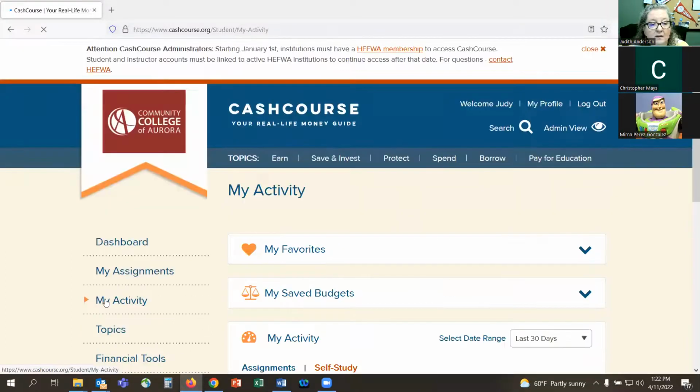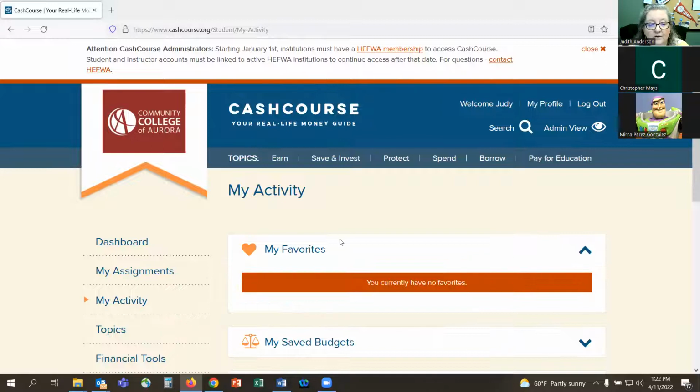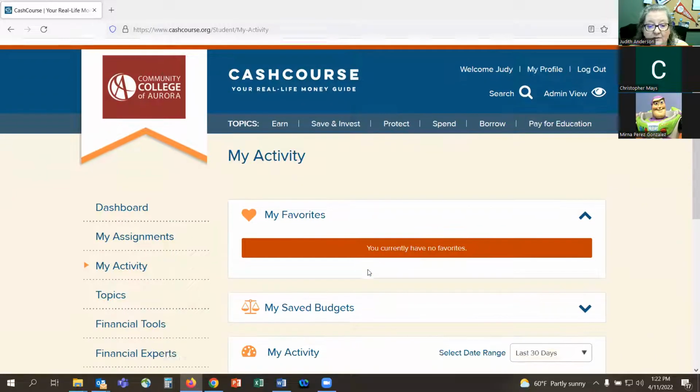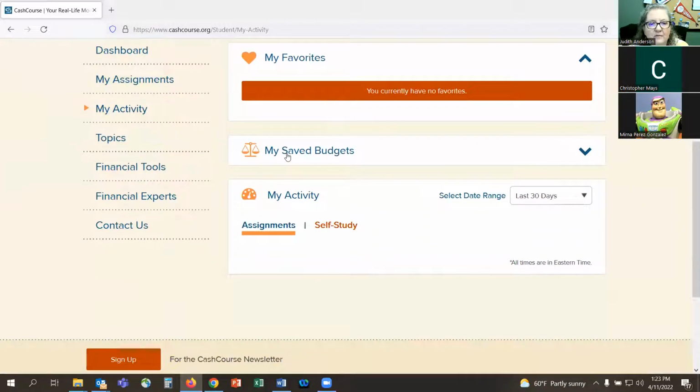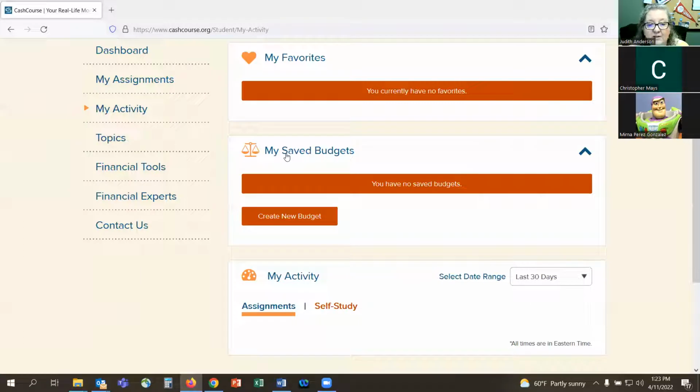And then here is the My Activity. When you're in a topic, you could click the heart to add it to your favorites. So if you want to go back to that topic again, it'll be listed here. And then your budgets. Once you start a budget, it'll appear here, or you could create a new budget.